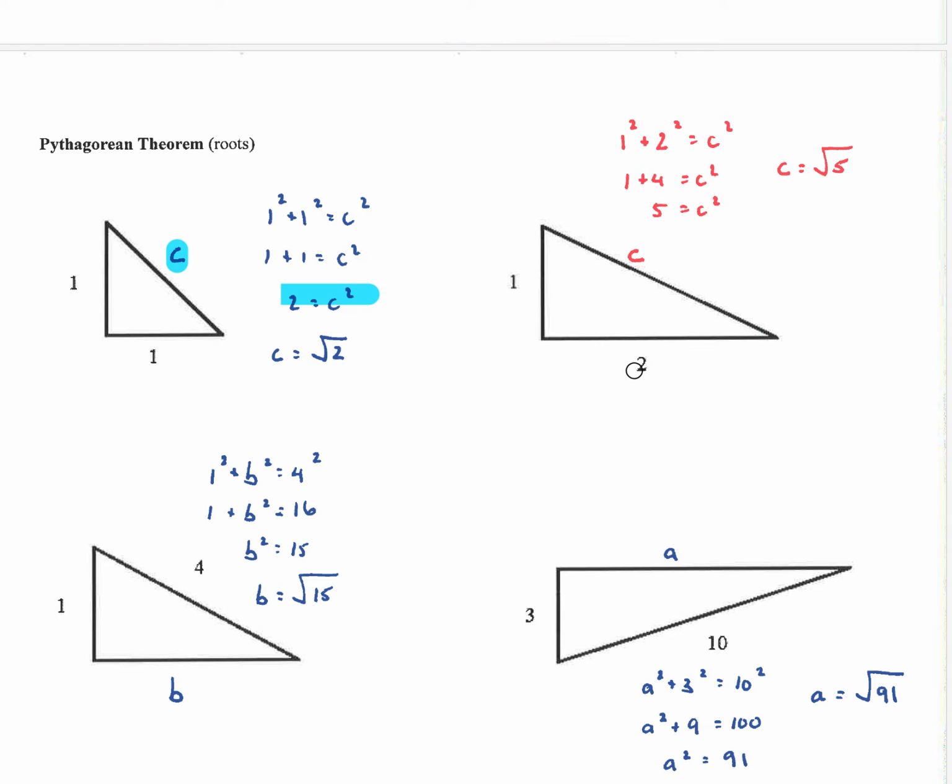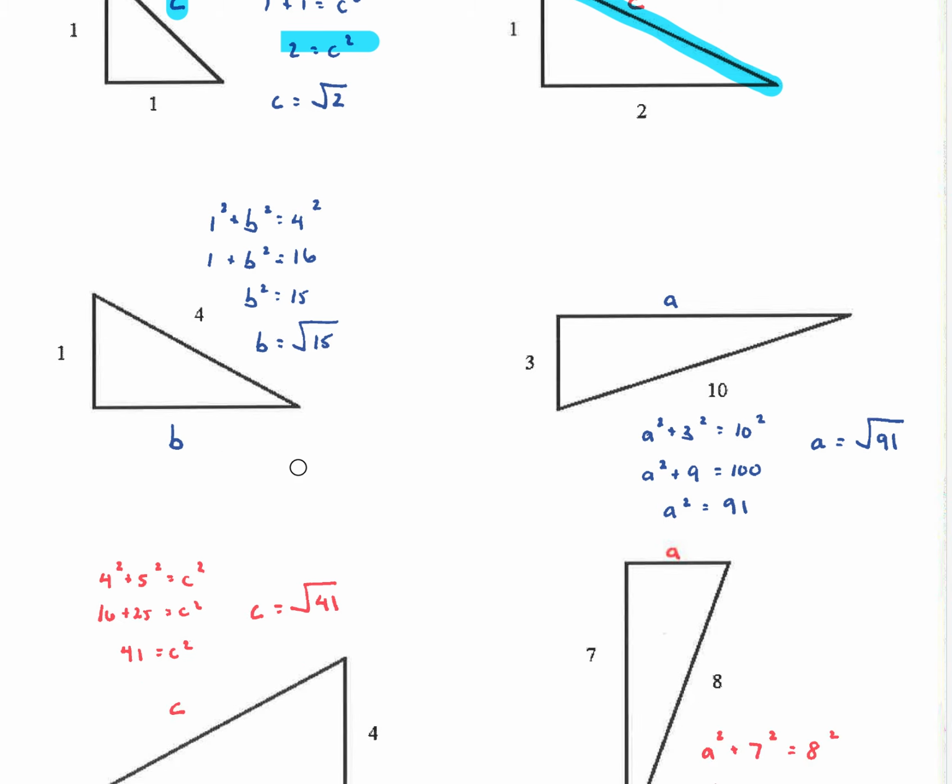Here we would do 1 squared plus 2 squared equals c squared. 1 plus 4 is 5, square root of 5. So the square root of 5 is exactly this length. Now remember this one, 4 is the hypotenuse. What you don't know is the leg. So 1 squared plus b squared equals 4 squared. Subtract the 1 to get 15, and then once you get here, take a square root to find b equals the square root of 15, and that can't simplify.